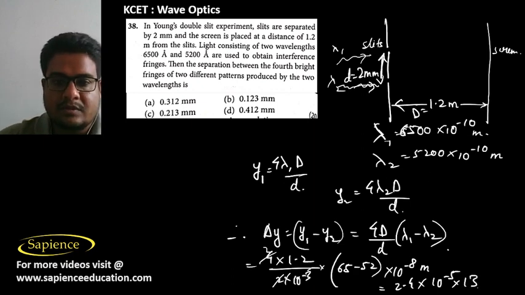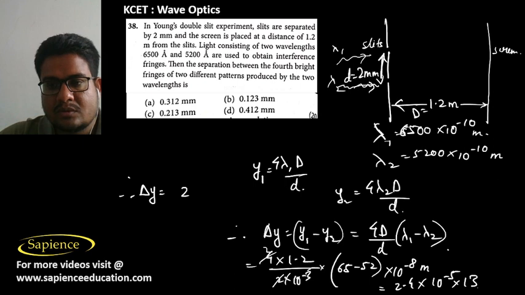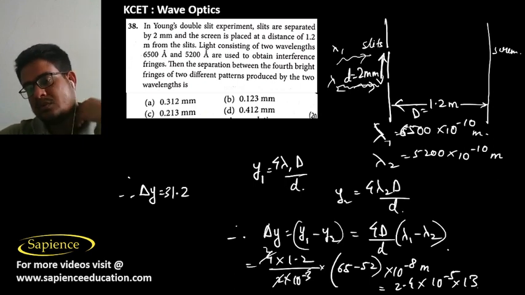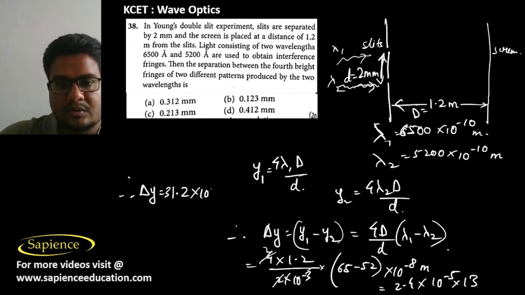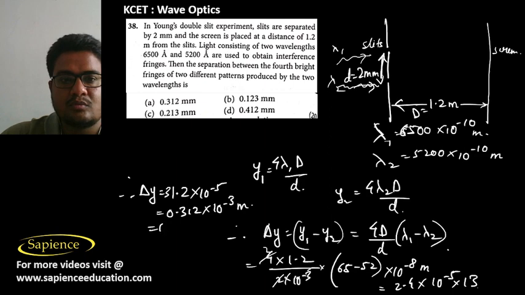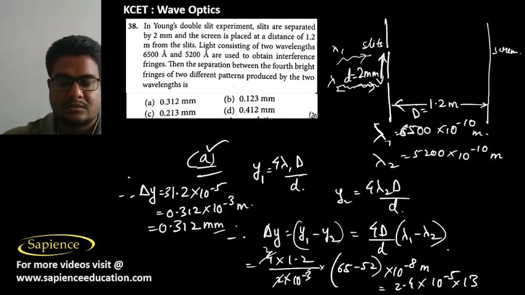So therefore, the value of this delta y is equal to 13 into 2, that is 26, plus 3, 31. 26 plus 31 into 10 power minus 5, or I can write 0.312 into 10 power minus 3 meter, or I can say 0.312 millimeter. So option A is the correct answer.